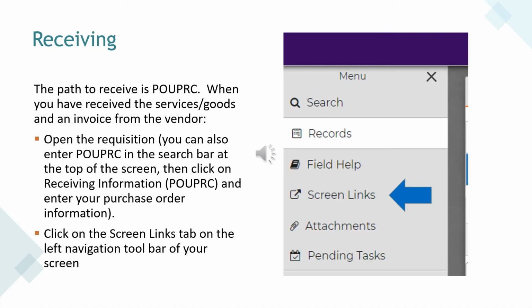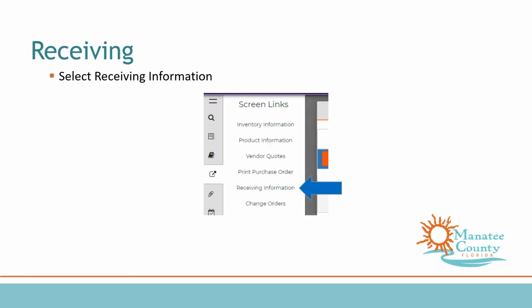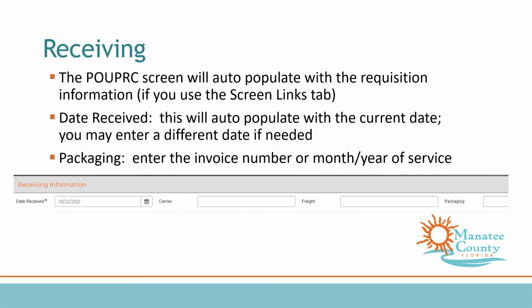The path to receive is POU PRC. When you have received the services and/or goods and an invoice from the vendor, open the requisition, click on the Screen Links tab on the left navigation toolbar of your screen. You can also enter POU PRC in the search bar at the top of the screen. Then click on Receiving Information, POU PRC, and enter the purchase order information. Select Receiving Information. The POU PRC screen will auto-populate with the requisition information if you use the Screen Links tab.